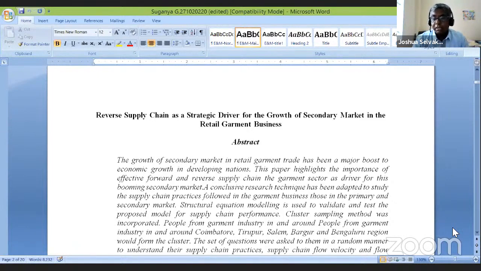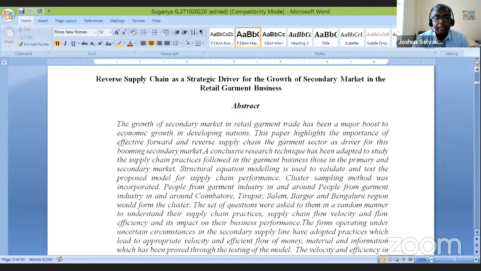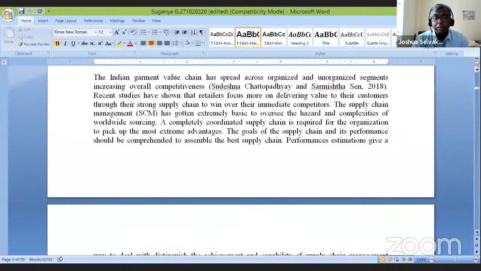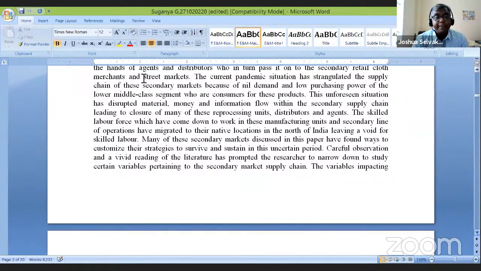Okay, so this is the paper: how secondary markets are driven. This is an abstract here. I've given an introduction as usual. Introduction goes on. Just hold on. So we have arrived at certain hypotheses. Here we are. I've listed out 5 hypotheses.